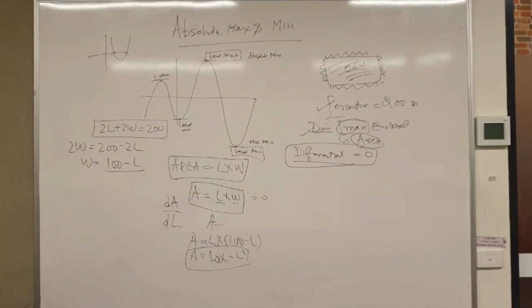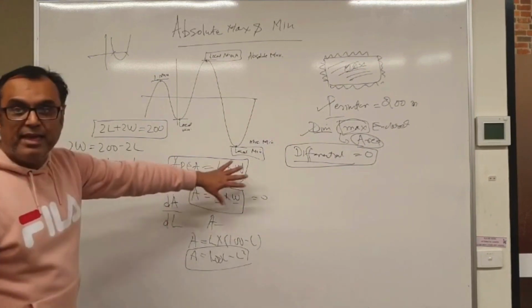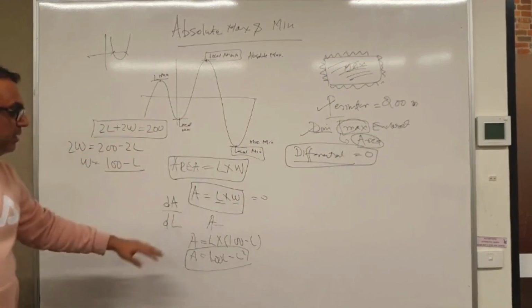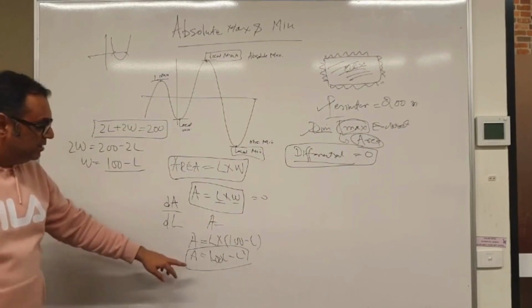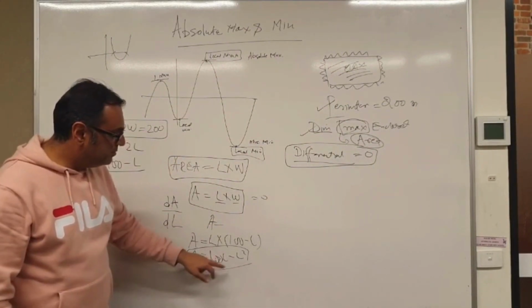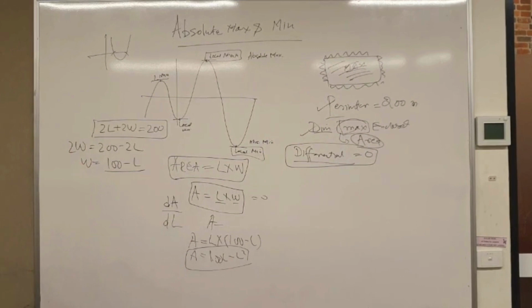Making sense? 100%? Right? Oh, good. Can you quickly find the length and width, please, for me? I've done half of it now for you, right? Quick. This is 100L minus L square. Go for it. Quick, quick, quick.